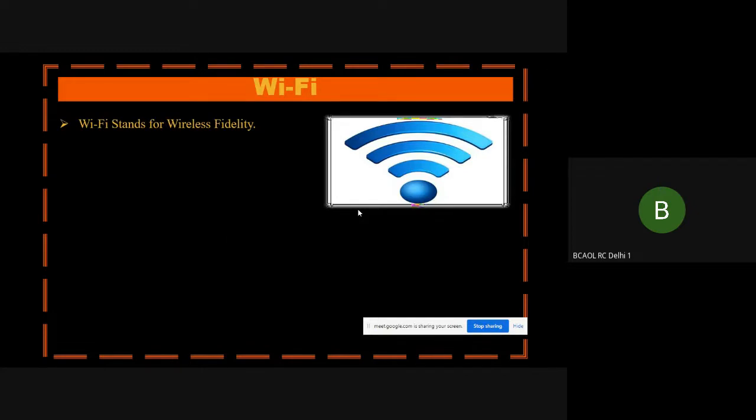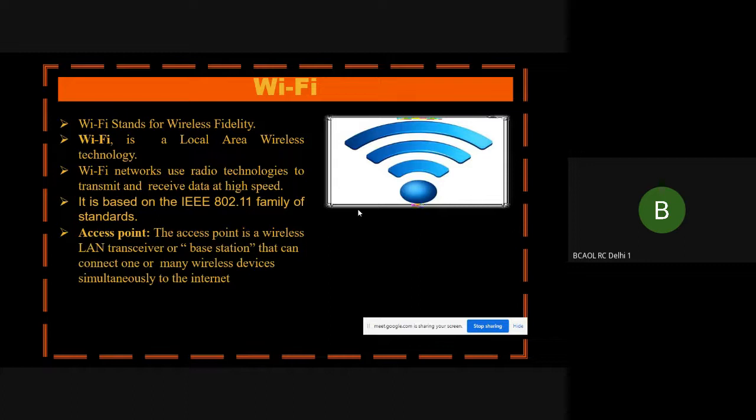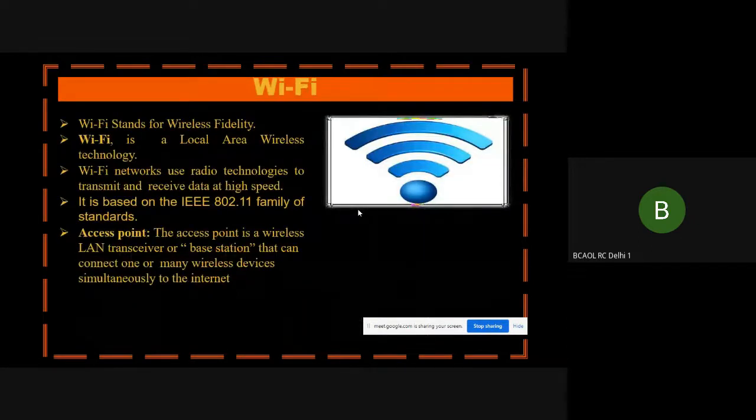Right? Then Wi-Fi. Wi-Fi stands for wireless fidelity, and Wi-Fi is a local area wireless technology. Wi-Fi networks use radio technologies to transmit and receive data at high speed. It is based on the IEEE 802.11 family of standards. An access point is a wireless LAN transceiver or base station that can connect many wireless devices simultaneously to the internet. That can be your router or a broadband modem, right? So this is Wi-Fi.